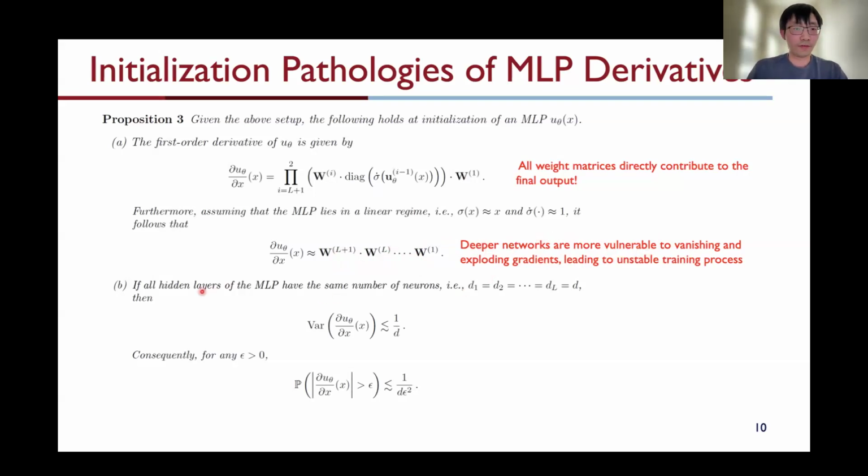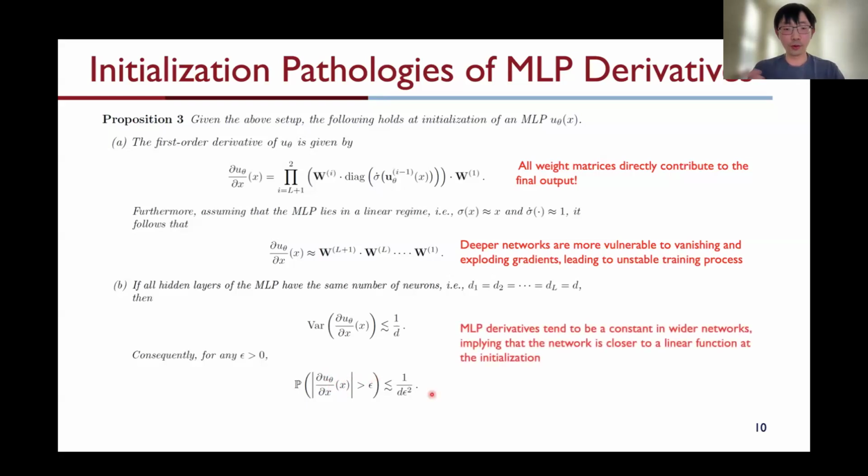Okay, then for part B, we can prove that if all the hidden layers have the same number of neurons, denoted by d, then the variance of the first order derivatives is bounded by 1 over the width. This is independent of network depth. As a result, you can see that the first order derivative is very close to 0. One direct implication is that the derivative networks will tend to be a constant in wider networks, implying that networks are closer to a linear function at initialization.